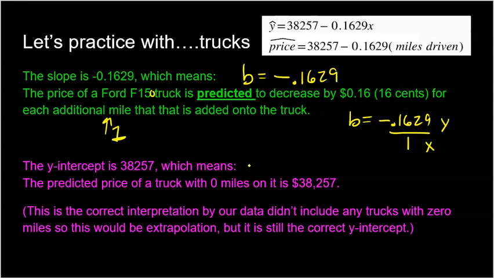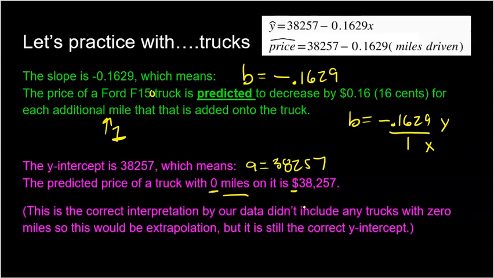All right, what about the y-intercept? The y-intercept is a, and that is 38257. And this is what we predict a truck with 0 miles to be worth. So the predicted price of a truck with 0 miles on it is $38,257. Notice the units, miles, and a dollar sign. And you could say this backwards if you wanted. You could say $38,257 is the predicted price of a truck with 0 miles on it. I don't really care on the order. Just be careful that it makes sense. And the y-intercept always has an x of 0.